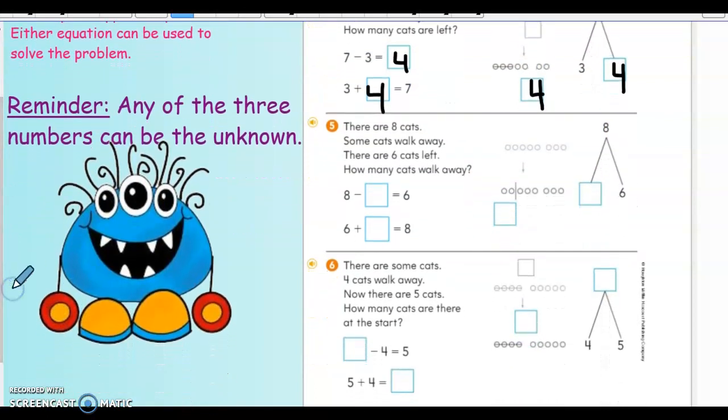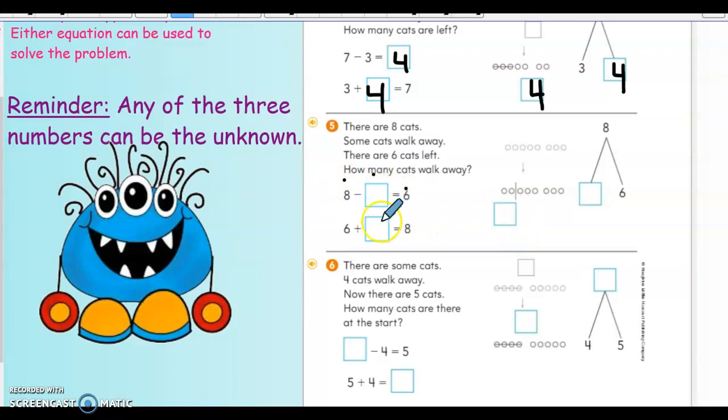There are 8 cats. Some cats walk away. There are 6 cats left. That's like a clue right there. 6 cats are left. How many cats walk away? So if you set it up as you're reading it, it sounds like you're starting with the 8 cats. Then some cats walk away, but we don't know what some is, so we have to put our unknown. And that there are 6 cats left. Okay, so we know that this is a partner, and this is the total. So we can think to ourselves, what partners with 6 to give us 8?